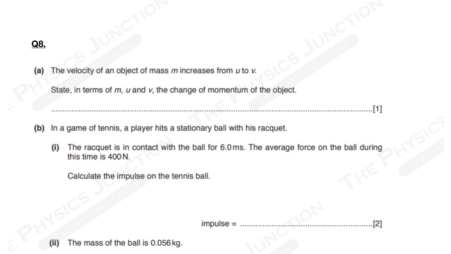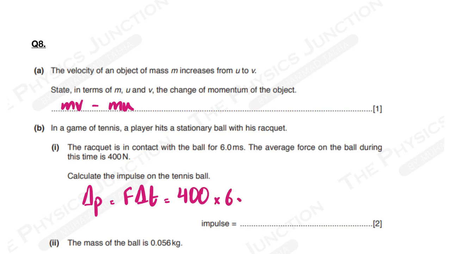The velocity of an object of mass m increases from u to v. State in terms of m, u and v the change of momentum. So final, mass times final velocity, minus mass times initial velocity. This is the change. In a game of tennis, a player hits a stationary ball with his racket. Racket is in contact for 6 milliseconds. Average force is given. Find the impulse. So impulse is F delta t. F is 400. This is time, which is in milliseconds. So milli is 10 to the negative 3. So this turns out to be 2.4. Again, this is the same units as momentum.